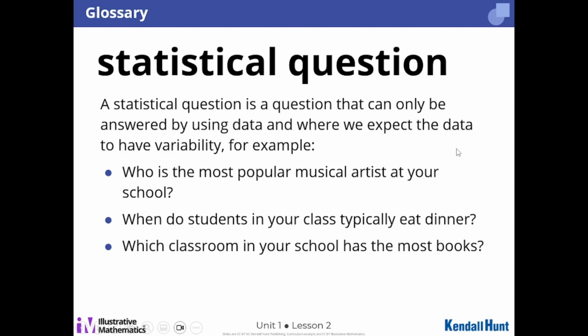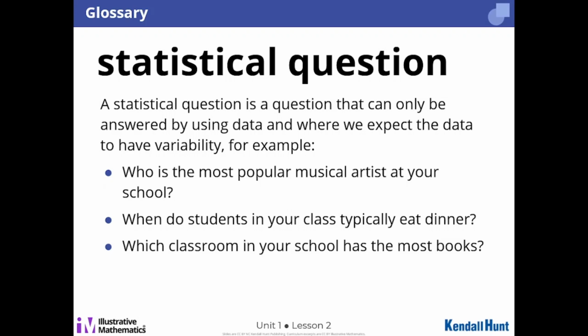Our next term is statistical question. A statistical question is a question that can only be answered by using data and where we expect the data to have variability. For example, who is the most popular musical artist at your school? This is going to be different for most schools. So there is variability, so it is a statistical question.